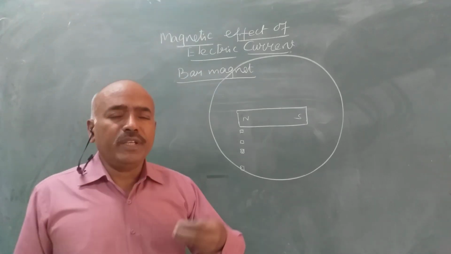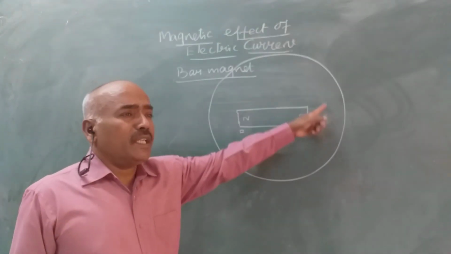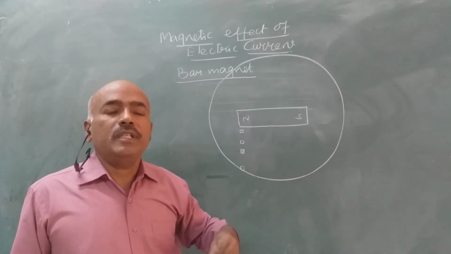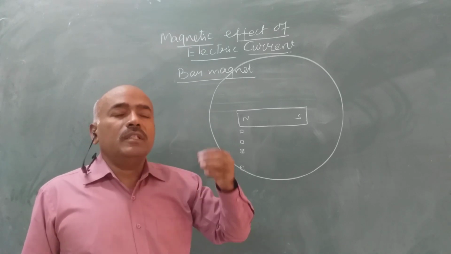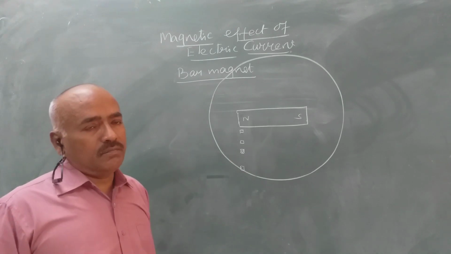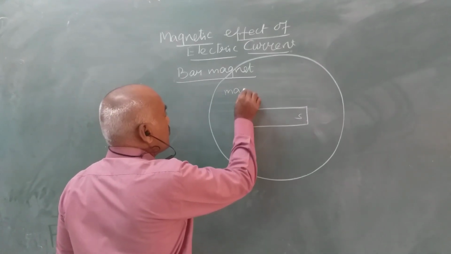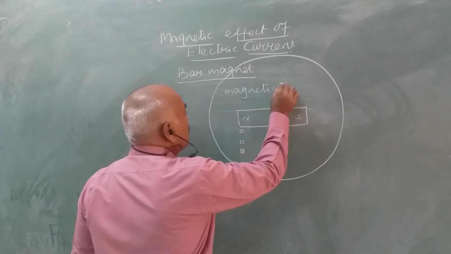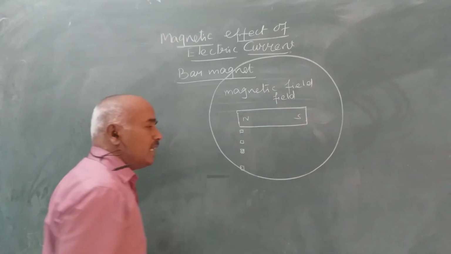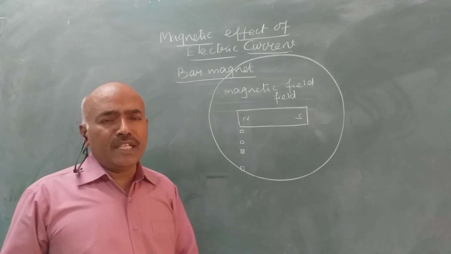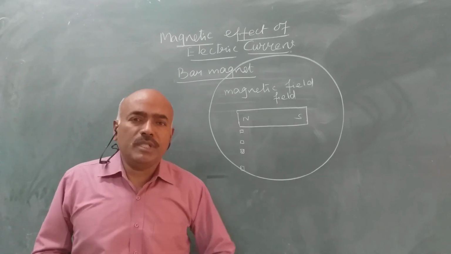How can we calculate that strength of the magnetic field? For that, the magnetic field, that is the space, has to be divided into a number of lines that we call the magnetic lines of force, or we can call them magnetic field lines. Right? So now what are these magnetic field lines? How can we draw these magnetic field lines? And what are the properties of these magnetic field lines? That has to be discussed.